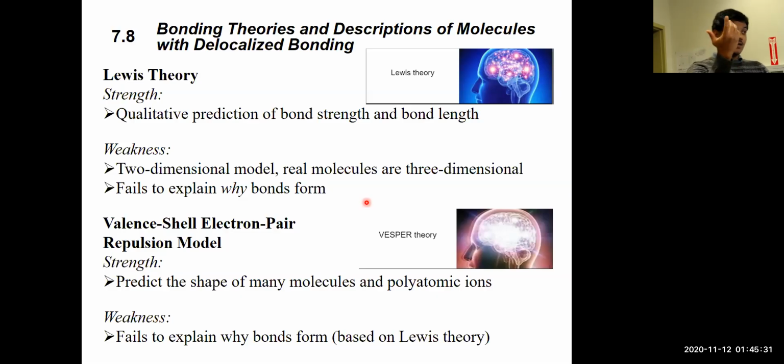So that's when the next high-level smart stuff comes in, valence shell electron pair repulsion theory. If you also know VSEPR theory, you are shining like here. You're high-level smart now. What is the strength of VSEPR theory? It predicts the shape of many molecules and polyatomic ions. Again, it does have a downfall, which is that it doesn't quite explain why bonds form, just like Lewis theory, because VSEPR theory uses the Lewis structure and then talks about how to distribute the electron domains around the central atom.